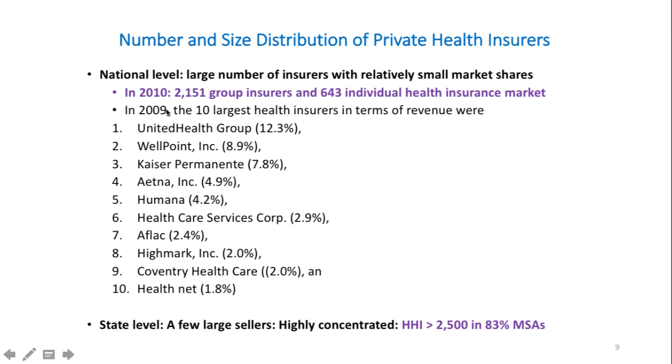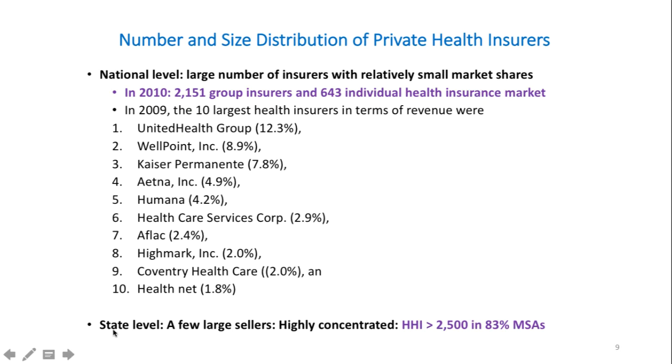In 2010, there were 2,151 group insurers and 643 in the individual health insurance market. In 2009, the largest health insurers in terms of revenue were on this list. The biggest one, with the biggest share, was UnitedHealth Group with a 12.3% market share based on revenue. And you remember how to calculate the market share.